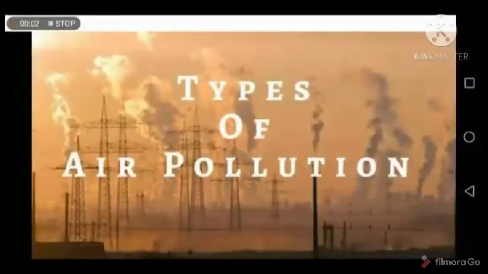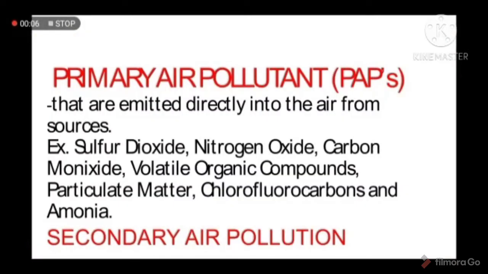Now, let's proceed to the types of air pollution. So, we have primary air pollutant and secondary air pollutant. First, we have primary air pollutants or PAPs that are emitted directly into the air from sources. Examples are sulfur dioxide, nitrogen oxide, carbon monoxide, volatile organic compounds, particulate matter, chlorofluorocarbons, and ammonia. So now let's learn about what those air pollutants are.